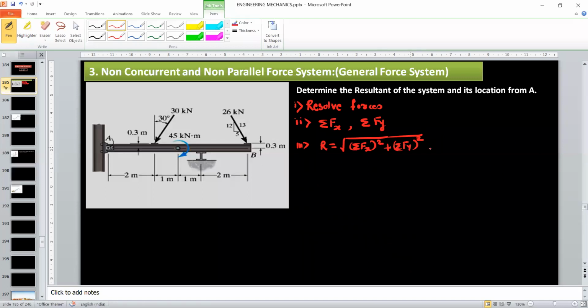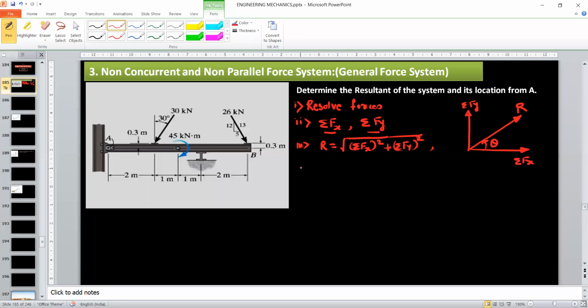Once you find the resultant, immediately observe the sign of summation Fx and summation Fy, and accordingly locate the quadrant of the resultant. If summation Fx is positive and summation Fy is positive, that means your resultant will lie in the first quadrant. This is just an example; I have assumed Fx and Fy both are positive. You have to observe the signs and then decide the quadrant. After that, this is the angle theta with respect to the x-axis.